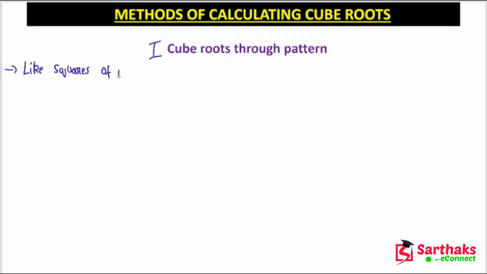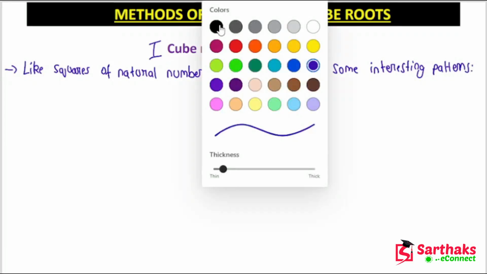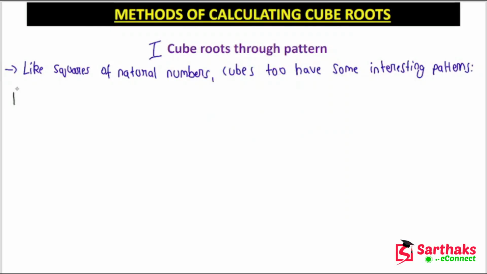So we can say that, like squares of natural numbers, cubes do have some interesting patterns. Now let us see those patterns with the help of the perfect cubes. Right now, 1 cube is equal to 1, so we do not have any pattern in here.